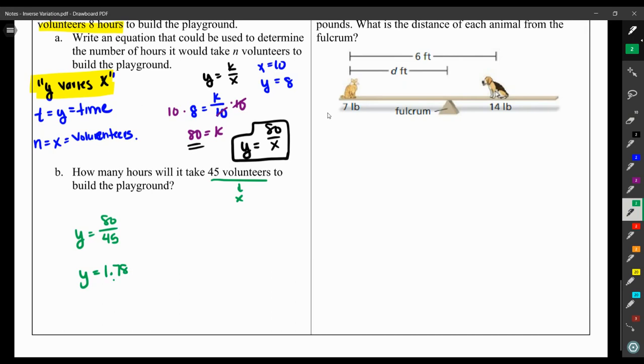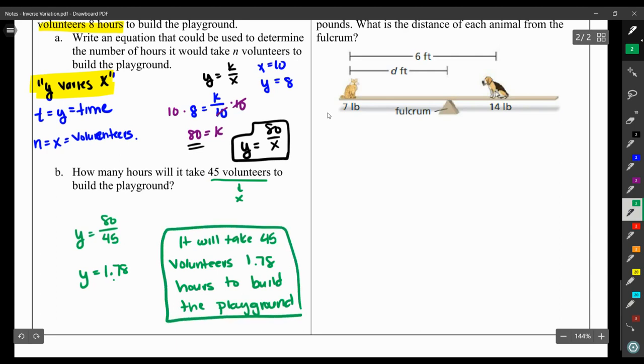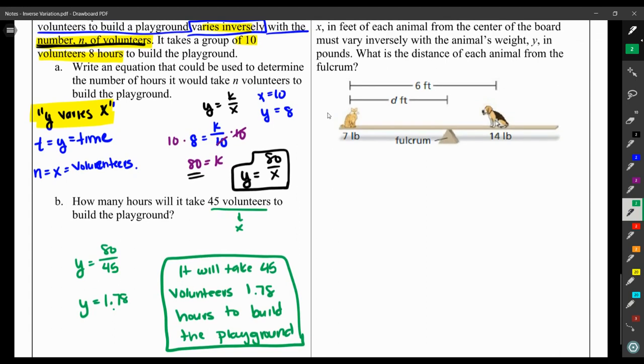So your answer will be, it will take 45 volunteers 1.78 hours to build the playground. So 1.78 hours is the correct answer for this. It takes two parts: set up the equation and then figure out the answer to the prediction.